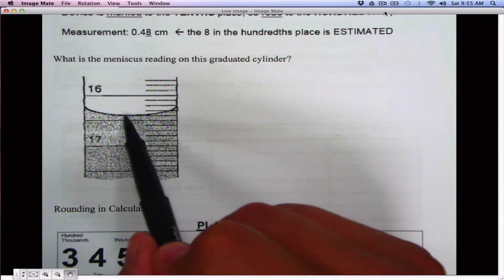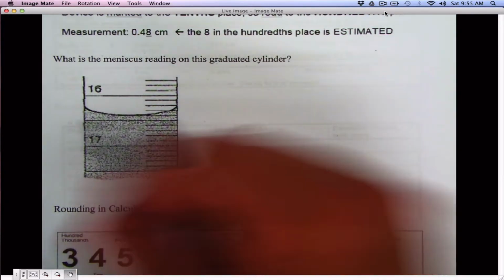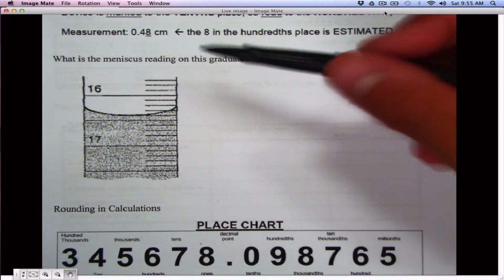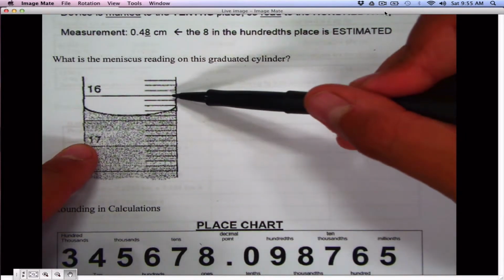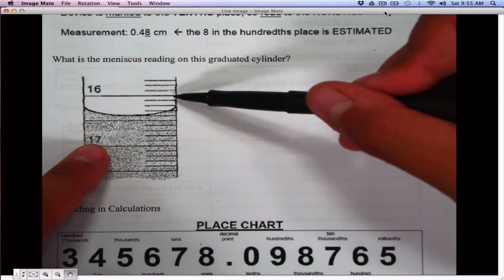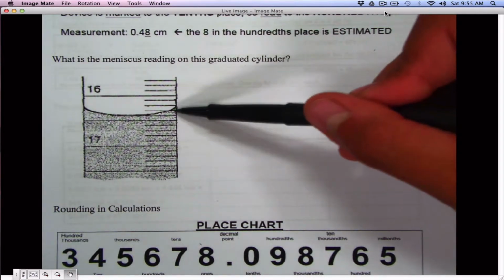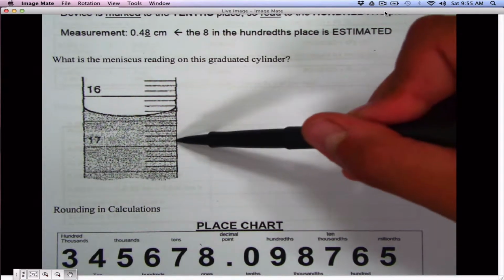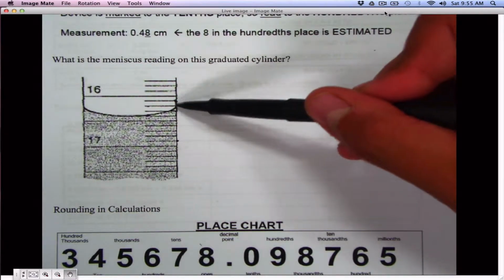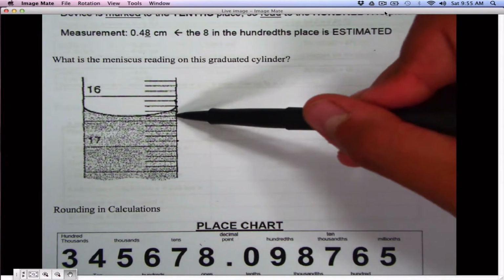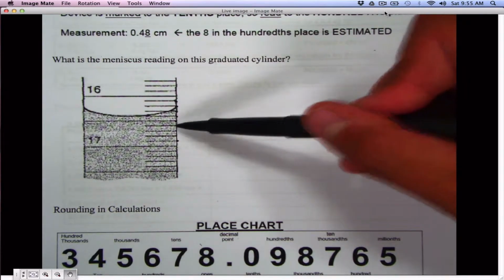All right. A meniscus, you have to read the bottom of that meniscus. So here's what we got to do. Notice the big lines. They are measured in whole numbers. So 16, 17. But the small ones, so that means I go 1, 2, 3, 4, 5, 6, 7, 8, 9. These are measured to the tenths. So this would be like 16.1, 16.2, 16.3, 16.4, 16.5, so on and so forth.